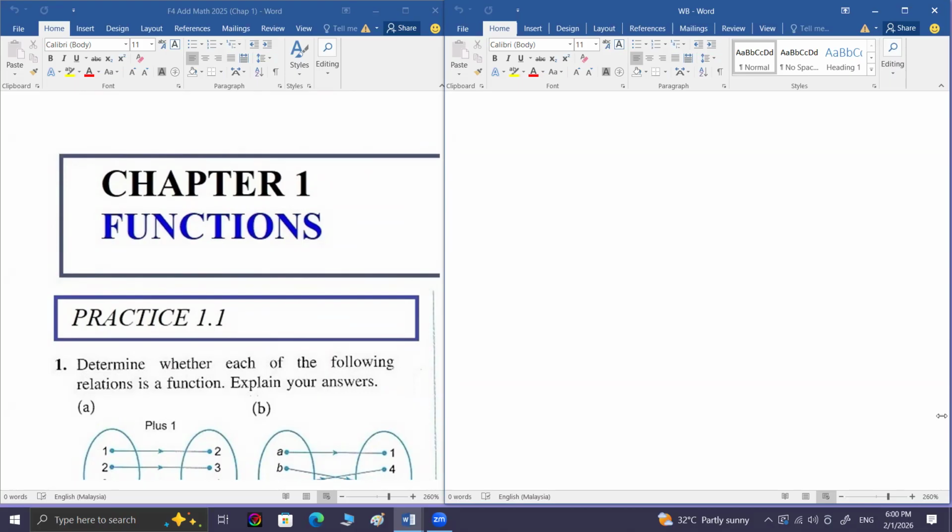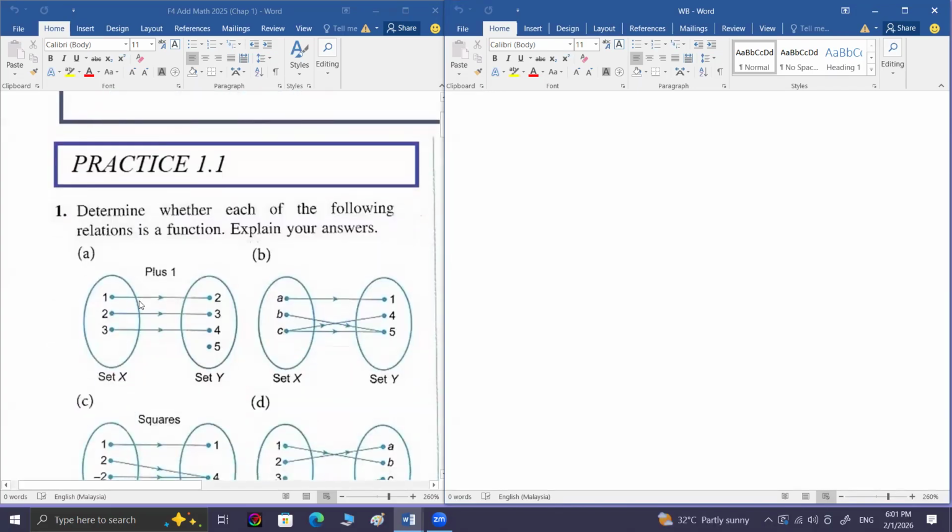Okay, class, we start chapter 1, functions. Remember, you have some basics for the functions. The relations, remember, one-to-one relation, many-to-one relation, one-to-many relation, still remember that? Okay, so now we look at this. Okay, we go to practice 1.